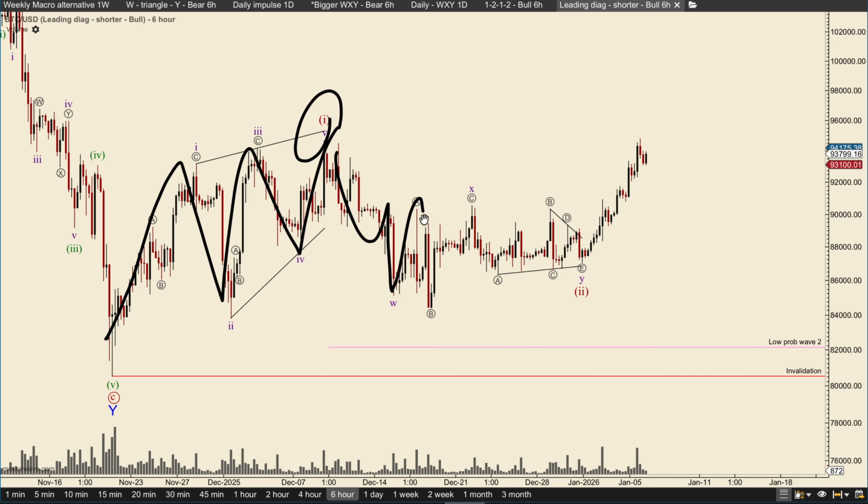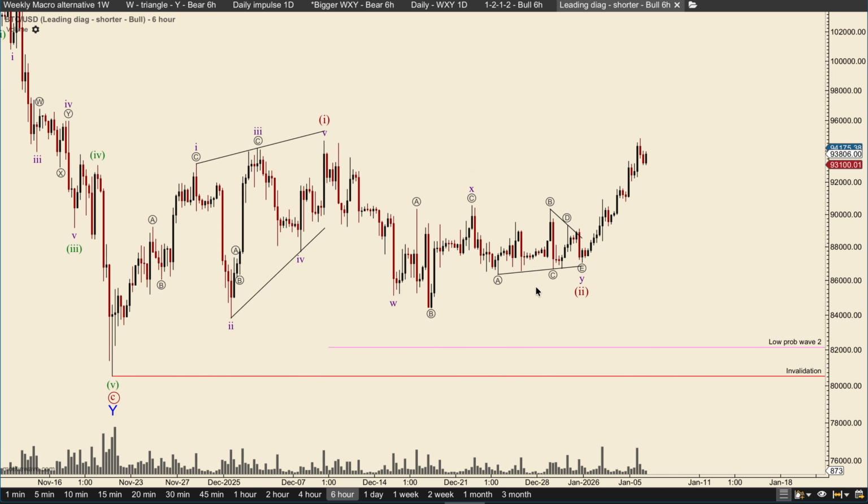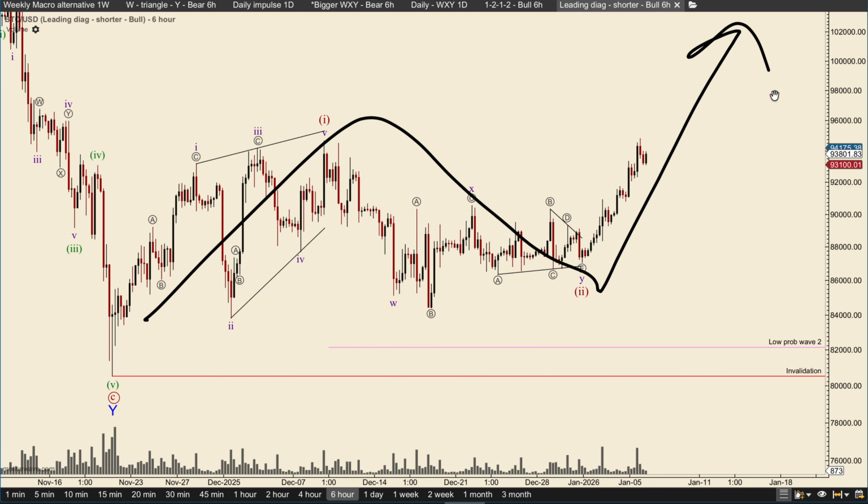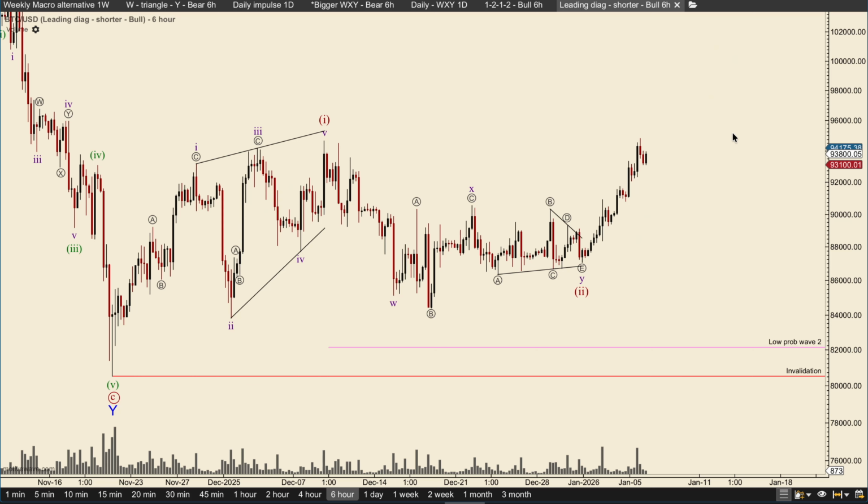So then we are resorting to this leading diagonal 1, 2, 3, 4, 5 into wave 1, W, A, B, C, X, A, B, C, D, E, triangle in wave Y into wave 2, and after 1, 2, we are looking for upside. This is a viable count, but a leading diagonal, as I mentioned in my previous videos, never has the highest probability. It's always a corrective structure, then a 1, 2, and then leading diagonal. The corrective structure depends on the market, but the leading diagonal is always the last in the probabilities there.